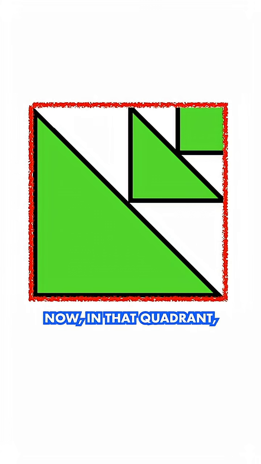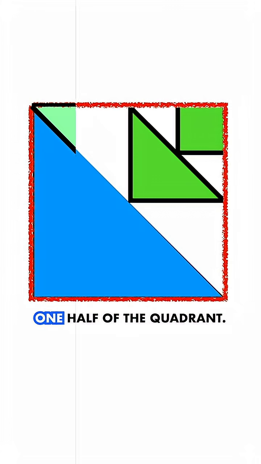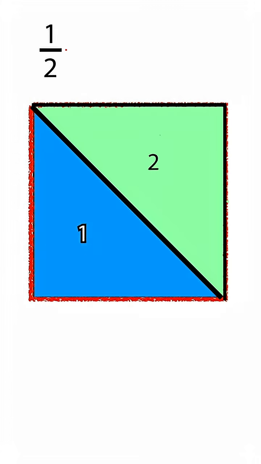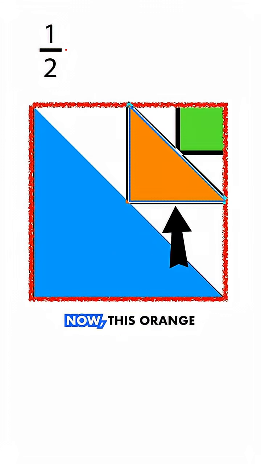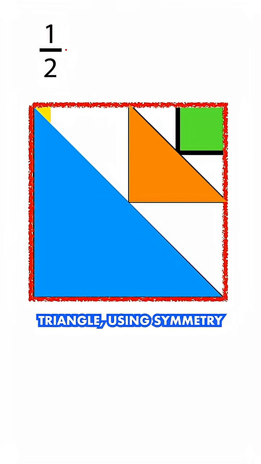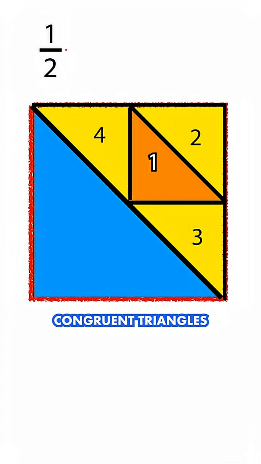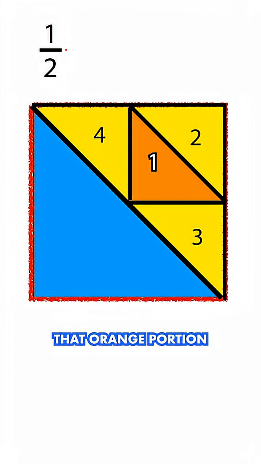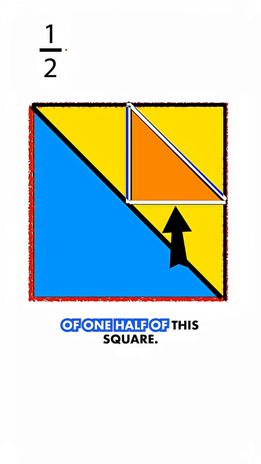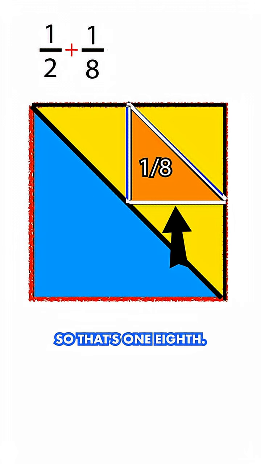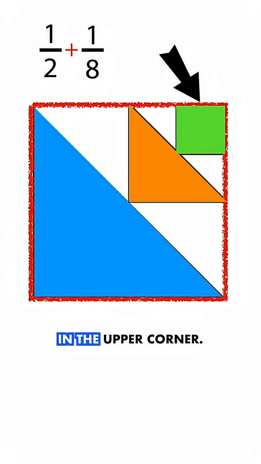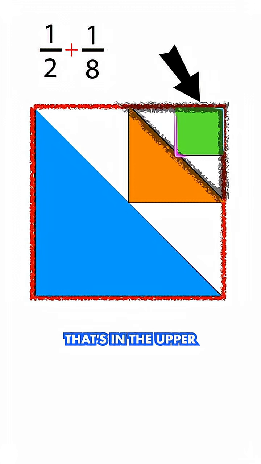Now in that quadrant, this blue triangle is 1/2 of the quadrant. So far we've got 1/2 of that area. Now this orange triangle, using symmetry, we can see is 1/4 of the other half of that square, because there's 4 congruent triangles that make up that other half of the square. So therefore that orange portion is 1/4 of 1/2 of this square. So that's 1/8.